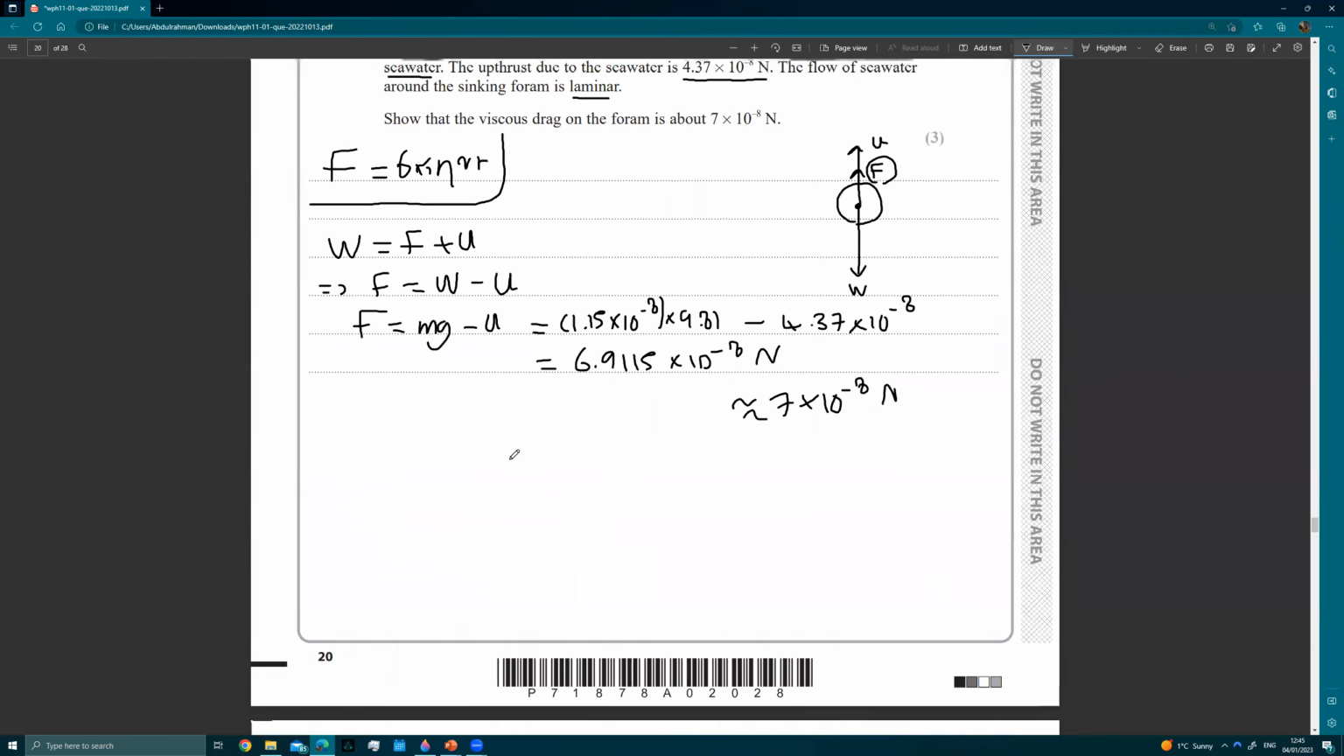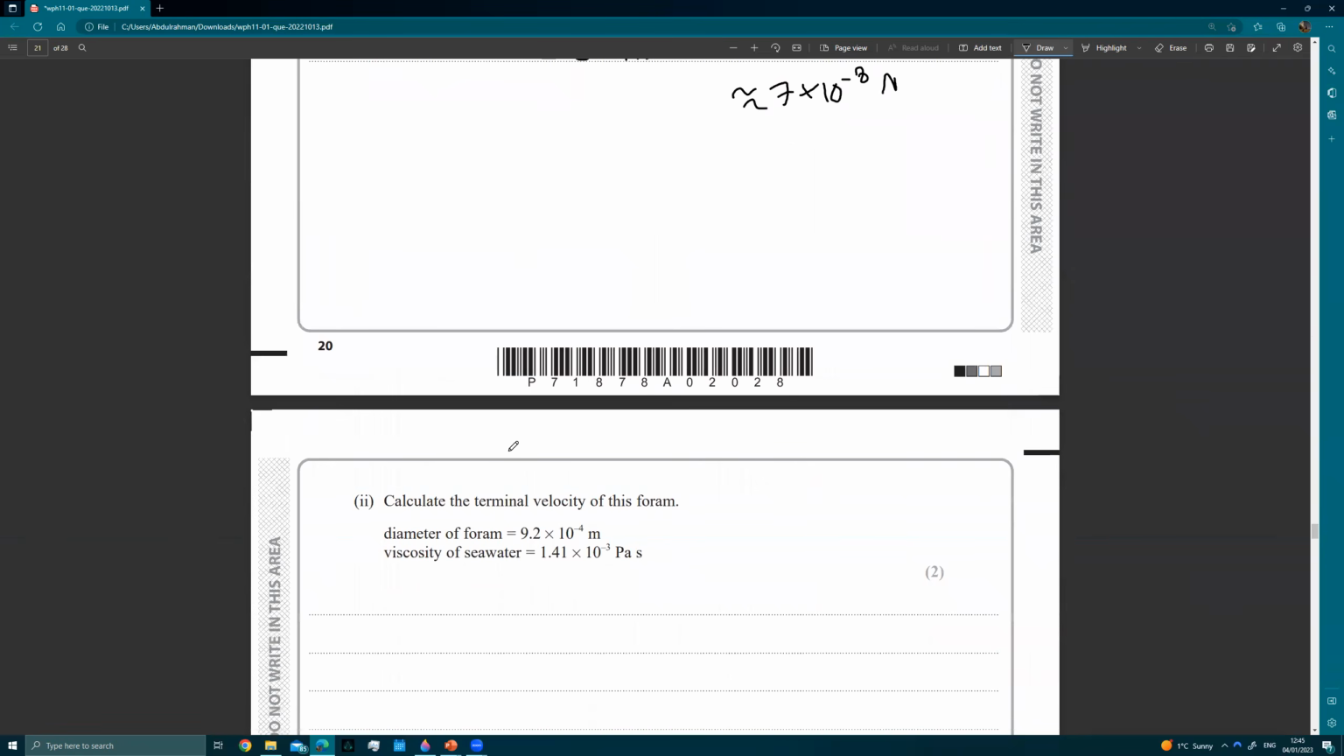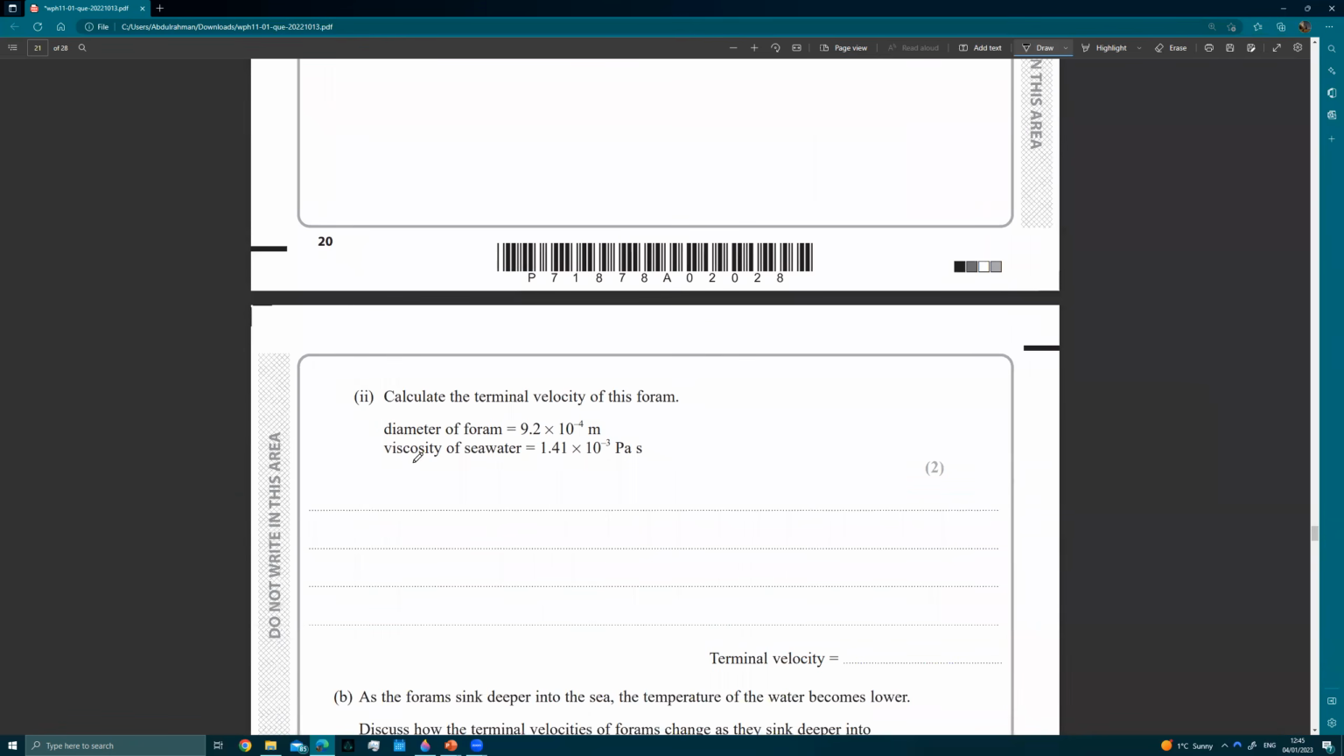Okay, so again, to work out the terminal velocity, what we can use now is Stokes' law, because it's giving me the viscosity and it's giving me the diameter. So let me just write the equation. Stokes' law is 6 pi viscosity V R. So I know what the force is from the previous question. I know the viscosity and I know the radius because I know the diameter.